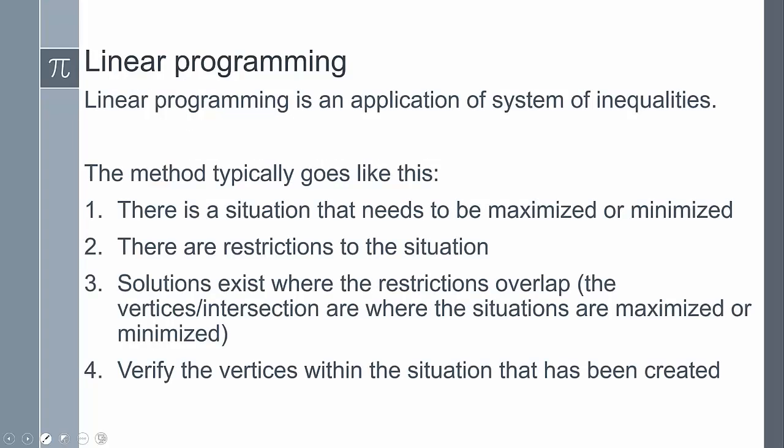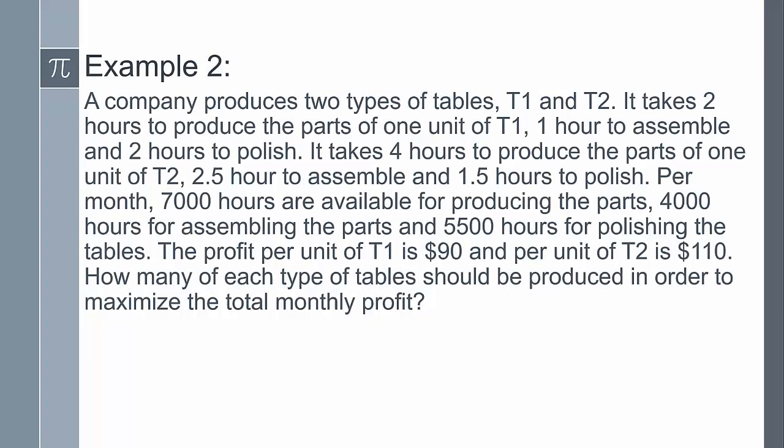Now, as a quick review, when we're doing linear programming, remember that there's always a situation that needs to be maximized or minimized. There's going to be restrictions to the situation. We need to find the solutions where they exist. Now, that's where all of the regions overlap. And we want to take a look at the vertices, or where they intersect, because that represents where it's maximized or minimized. And then we verify those vertices. We plug them in to see which one gives us the max or min depending on what we need.